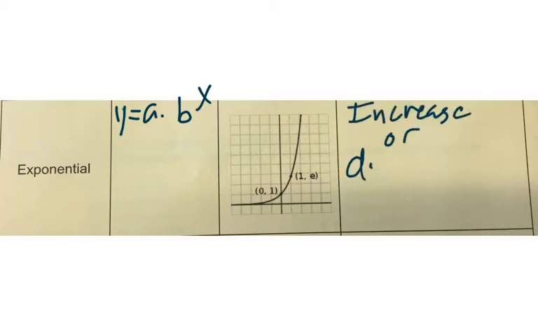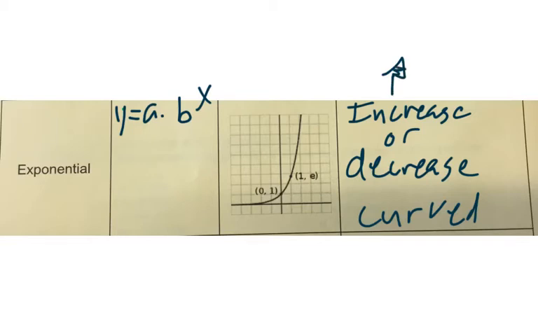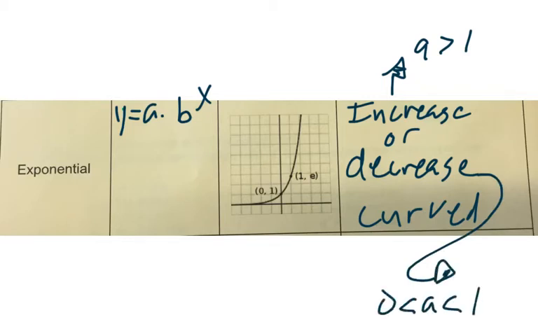Here we have an exponential function. The parent function is y equals a times b to the x. And this one increases or decreases. And it is curved. It's increasing when b is bigger than 1, and it's decreasing when b is less than 1 but greater than 0.